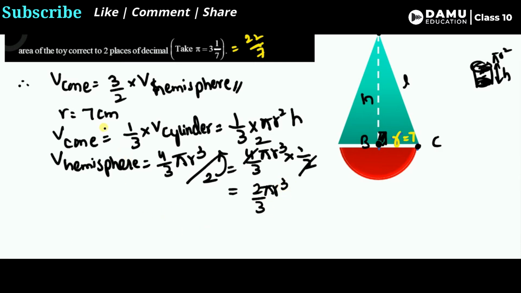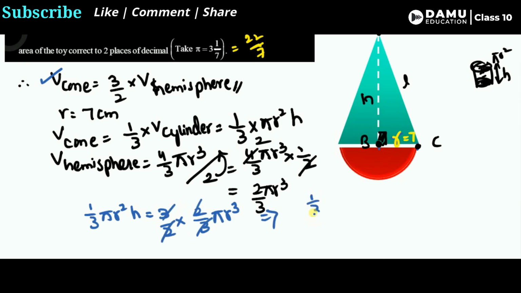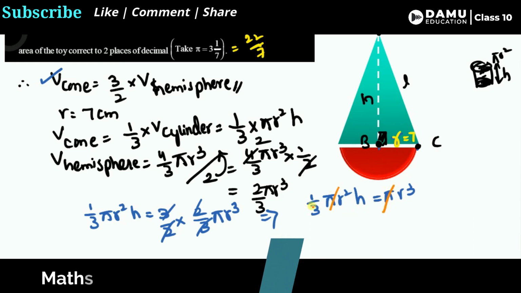From this condition, the volume of the cone, that is 1 by 3 pi r square h, will be equal to 3 by 2 into the volume of the hemisphere, that is 2 by 3 pi r cube. See how they have given 3 by 2 and 2 by 3; this will cancel. That implies 1 by 3 pi r square h will be equal to pi r cube. Here pi will cancel, and the radius is the same.